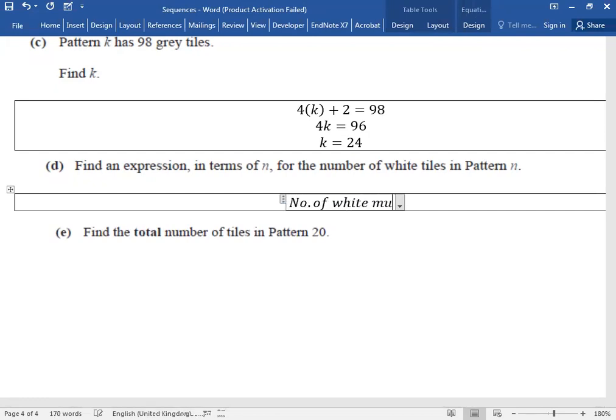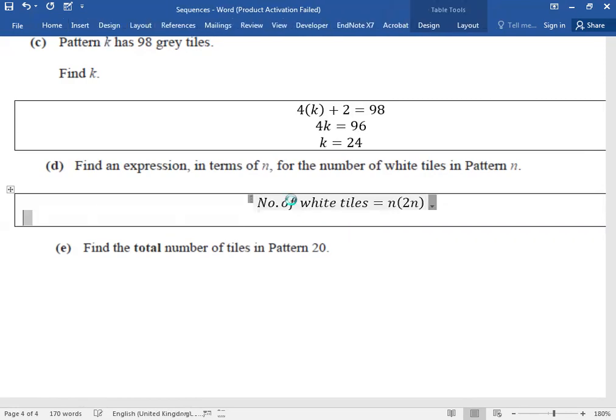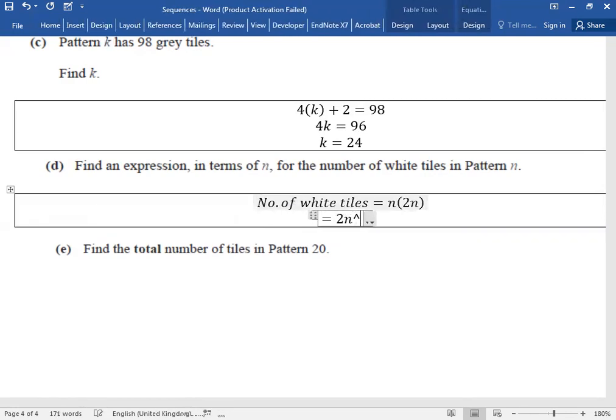n will be multiplied by 2n. Every number, every rank is being multiplied by the double of that rank. So n will be multiplied by 2n.